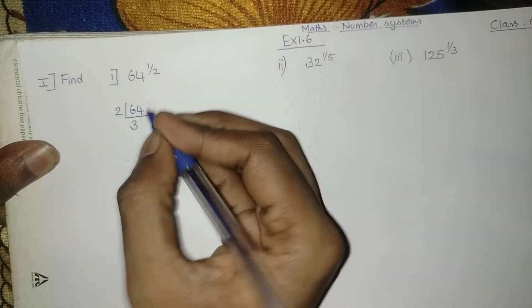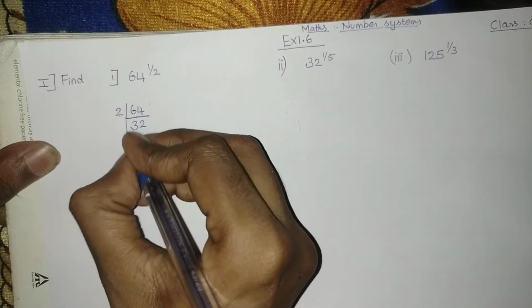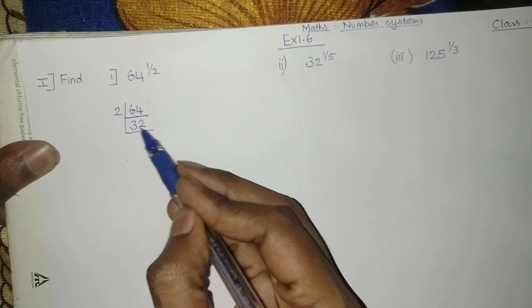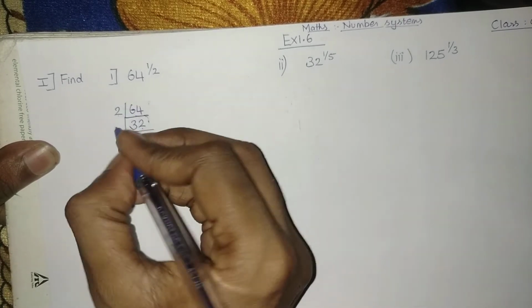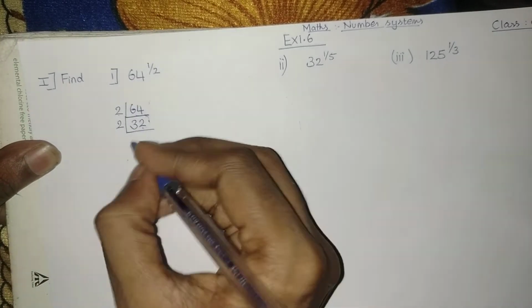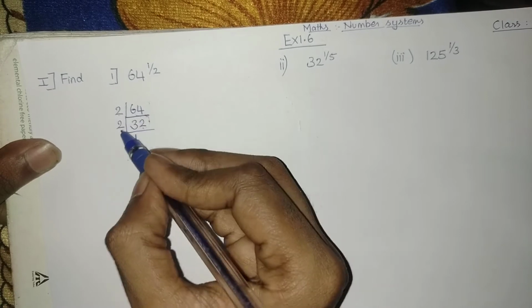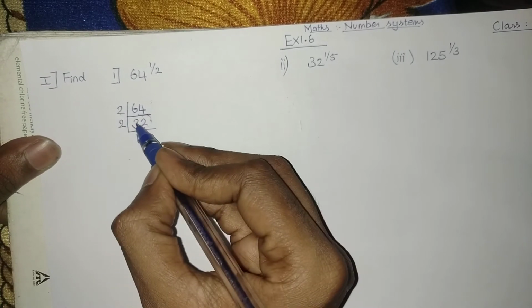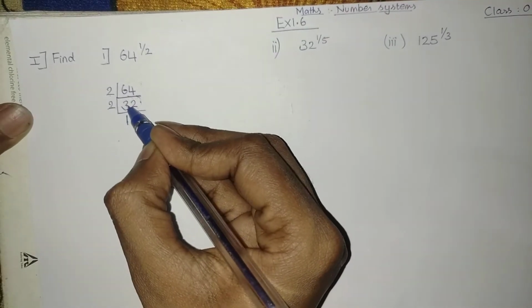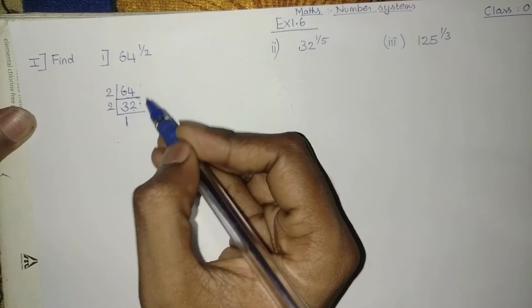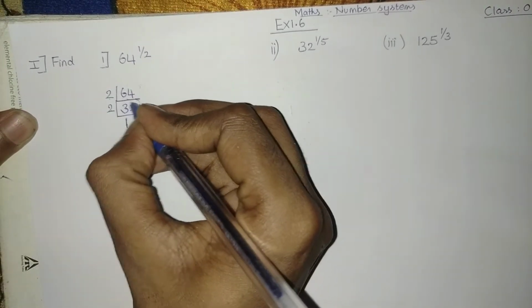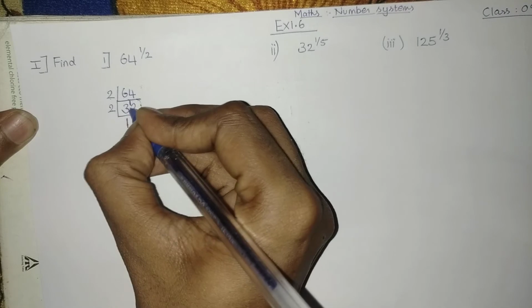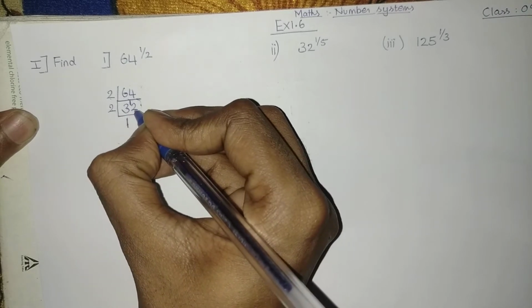2 3s are 6, 2 2s are 4. Again we have 32, whose units place is 2, which is an even number. Again I can divide this number by 2. 2 1s are 2, look here carefully everyone, 2 1s are 2, but I have 3 here. So we have one number extra, correct? Between 2 and 3, I have one number extra, so that one will be carried to the next digit.